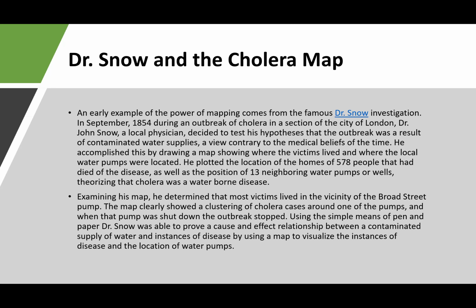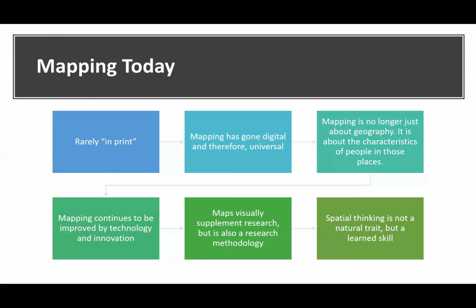And so, using the simple means of pen and paper and making a map, and it didn't necessarily have to do with latitude and longitude and those kinds of things, but really representing phenomena on a map, he was able to prove a cause and effect relationship between a contaminated supply of water and instances of disease by using a map to visualize those instances of disease and the location of water pumps. That is the first way of thinking of spatial analysis: how close or far are things, and what kind of relationships do they have?